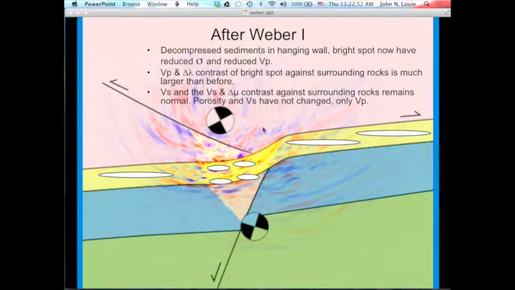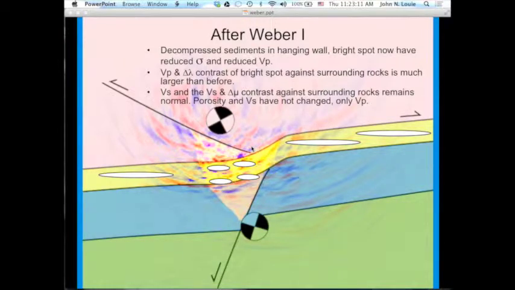So the VS, the contrast of the shear velocity and delta mu against the surrounding rocks of the slab interface remains normal. So there's no added shear reflectivity.